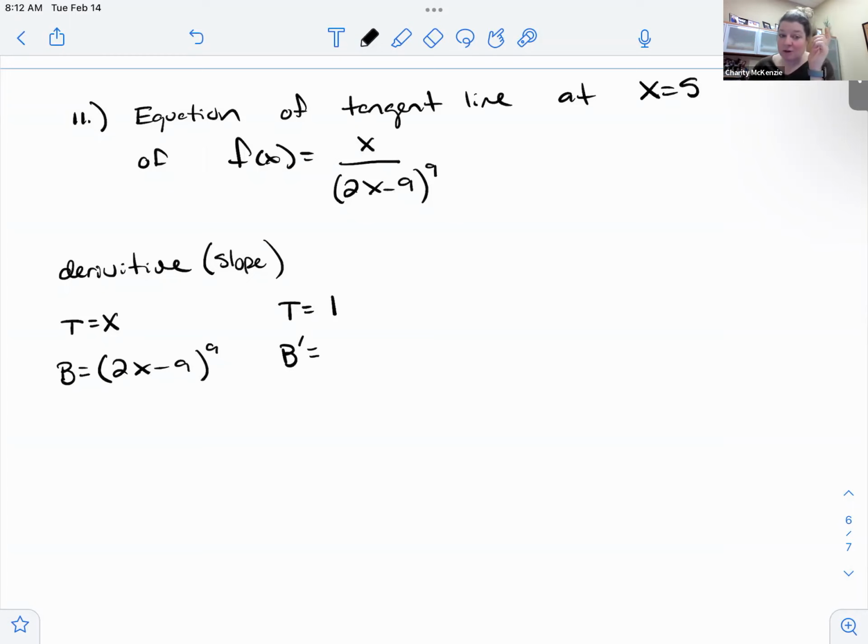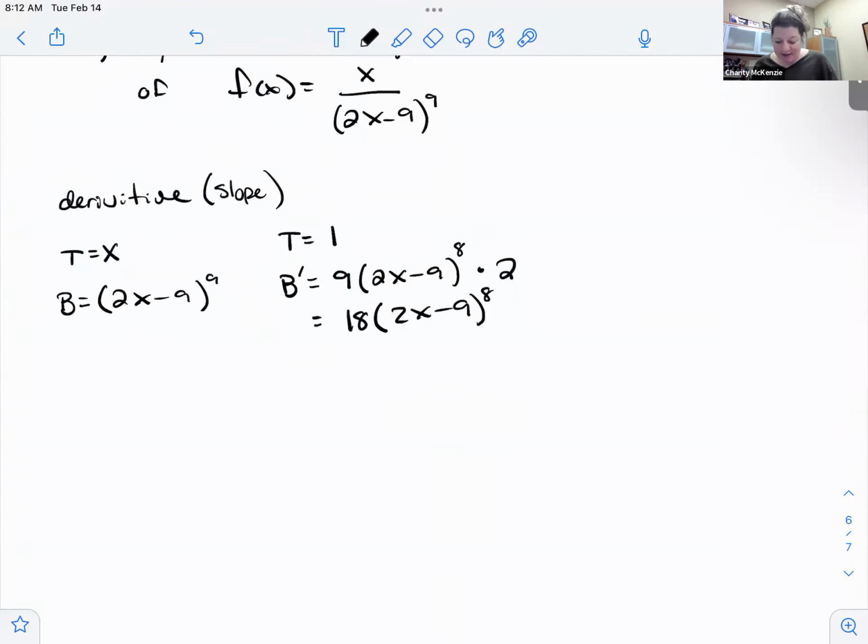So we're going to bring the 9 out front, keep everything the same, drop the power, and then times by the derivative of the inside, which is just a 2. I want to simplify that to make it 18, 2x minus 9, to the 8th. So we can only simplify the number in the front and the number in the back. We can't simplify something with a power. Okay. Well, isn't that pretty?